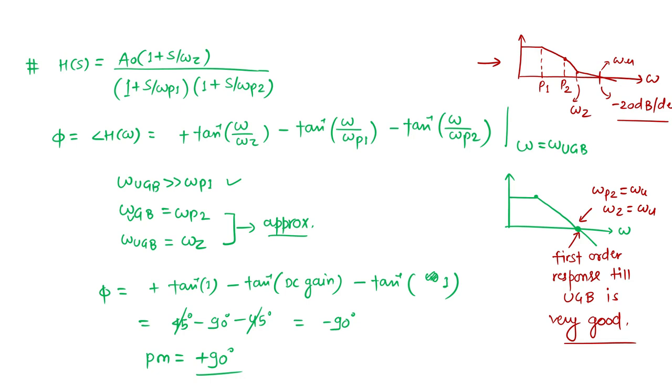But now, if my omega P and omega G are less than this omega UGB, then what will exactly happen there? If it is a left hand side zero, it cancels the effect of the pole. But if it is a right hand side zero, it will also add to the effect of the pole. That you will see. Okay.